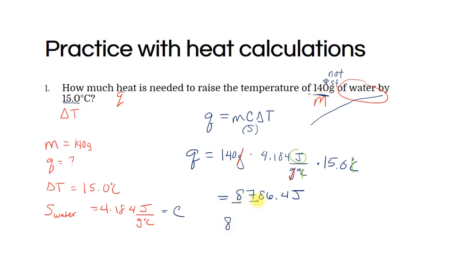So we go 8. This 7 is going to get rounded because it has an 8 after it. So it's going to be 88 and then 2 zeros, joules. That's my final answer.